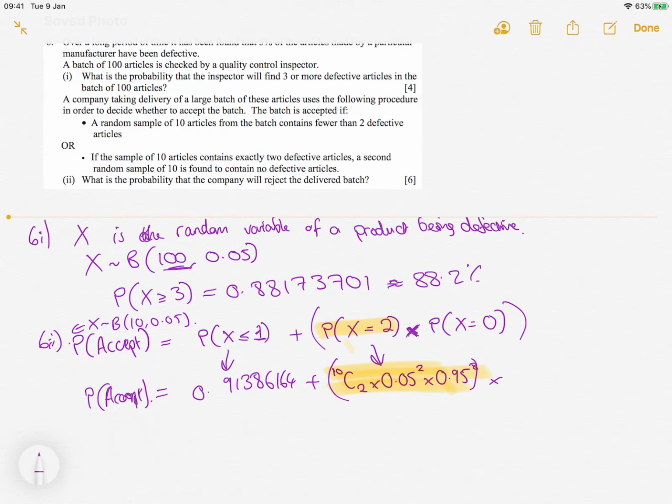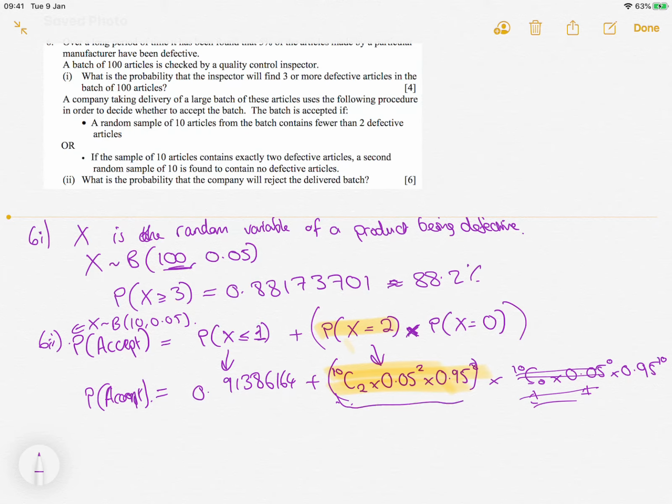Then times all that by the probability of finding 0, so nC0 times 0.05 to the power of none, times 0.95 to the power of 10, which really we can just, this is 1 and this is 1, so really we don't actually need that bit, it's just 0.95 to the power of 10. There's also a quick way to do it in your calculator without having to do this.